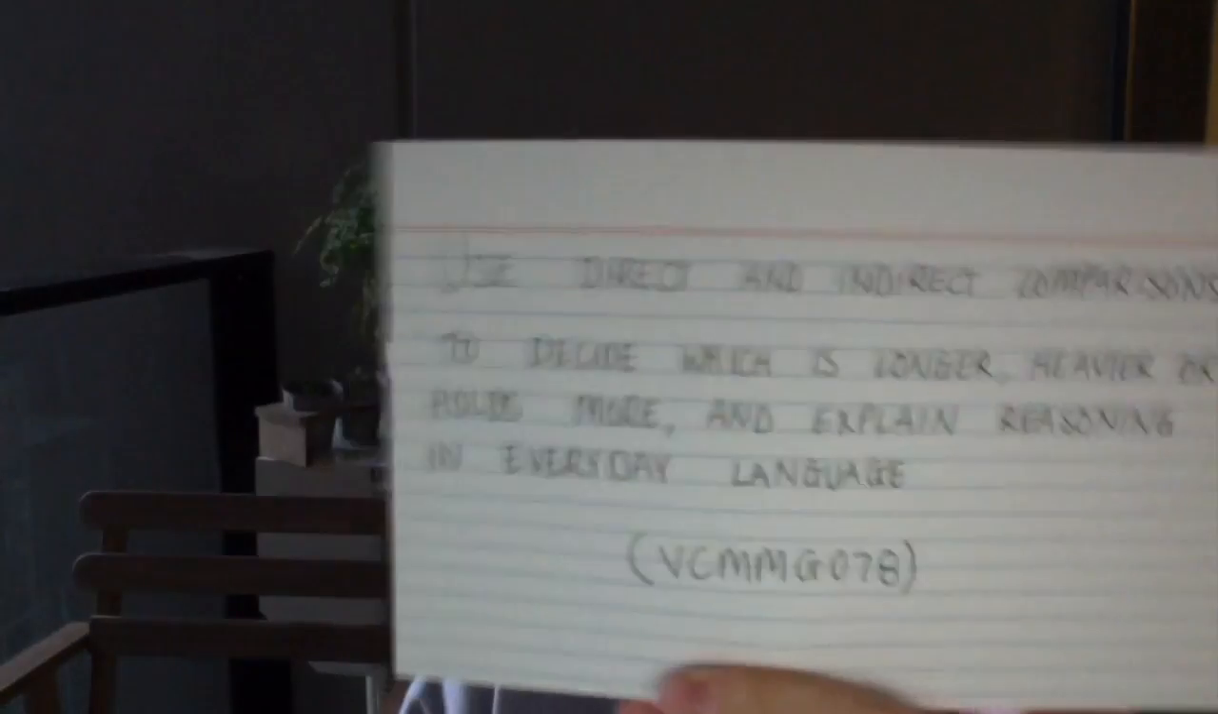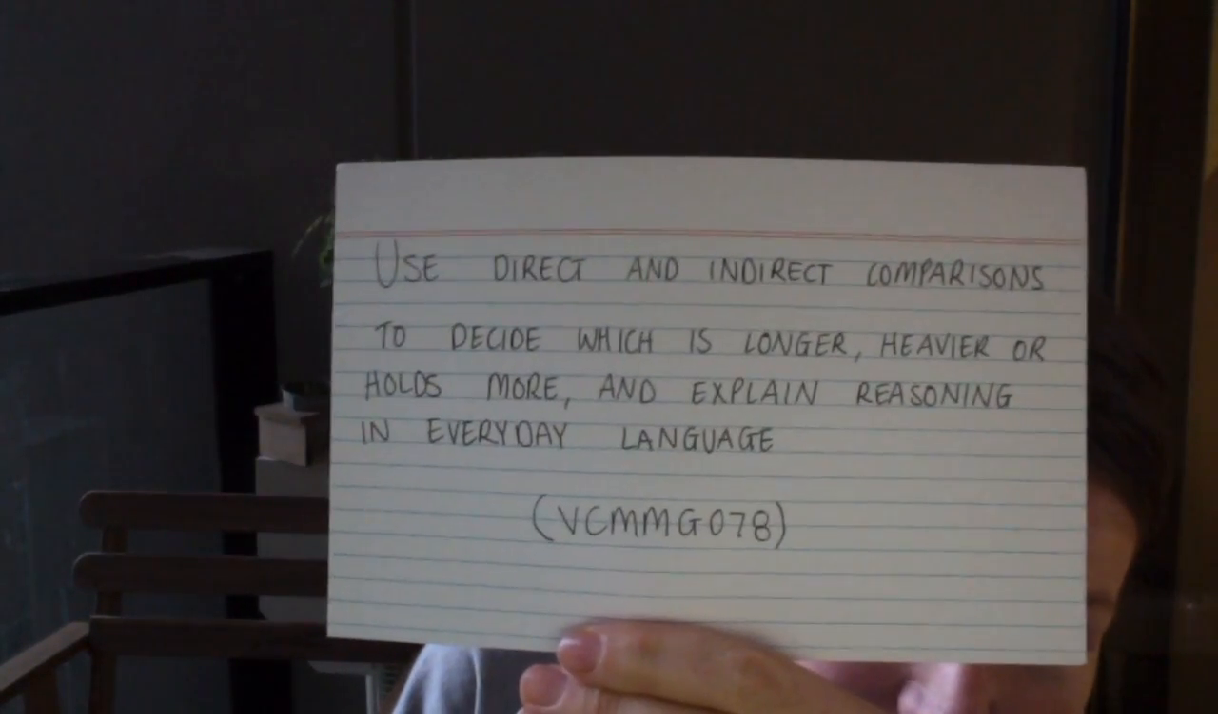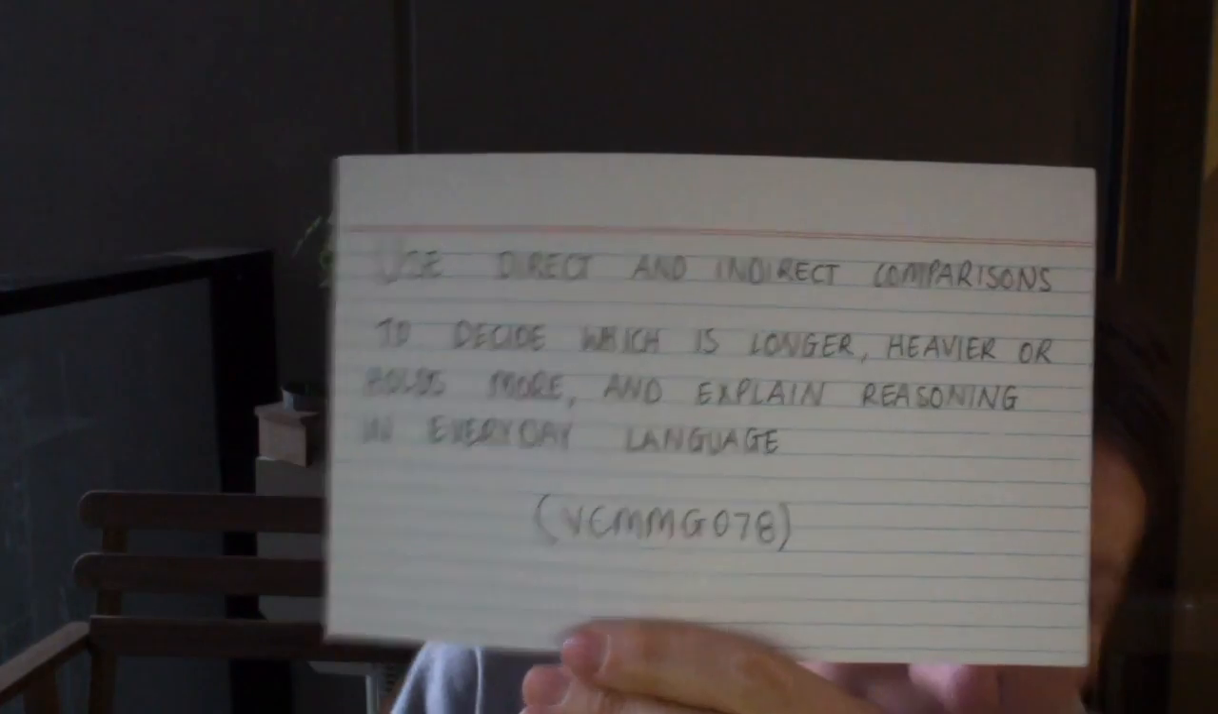The aim of this lesson was to help address one of the Victorian curriculum points for the foundation level, which was use direct and indirect comparisons to decide which is longer, heavier, or holds more, and explain reasoning in everyday language. So I really focused on the language around capacity. This container holds more than this container because, or this holds less, this holds the same, really looking at those sort of 3 points just to keep it simple for the preps.